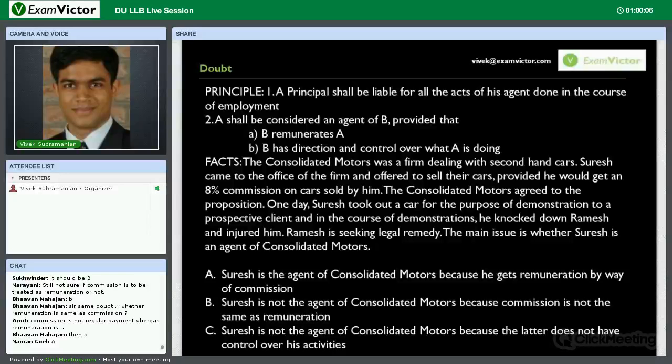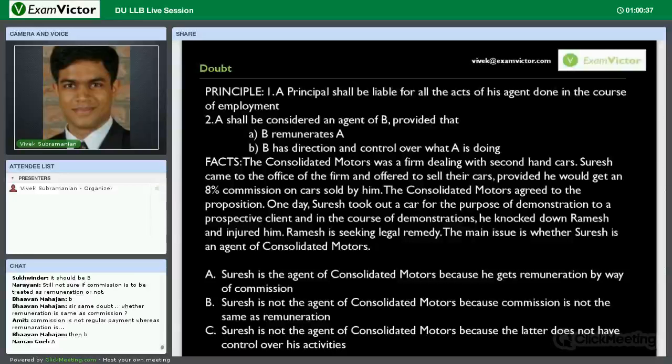Now, how he is going to sell them, that is solely and exclusively upon him. The method of selling, how he convinces, there are no guidelines, there is no control from Consolidated Motors as to how he should conduct himself. Therefore, A and B being doubtful, I think C should be marked as the correct answer. And it is better to answer in negative because for the positive answer we need both the conditions.